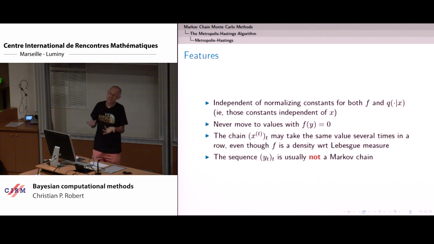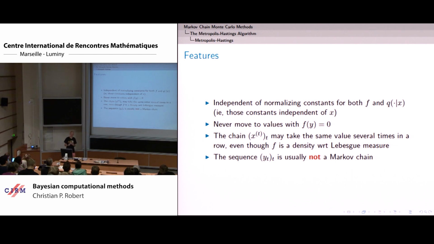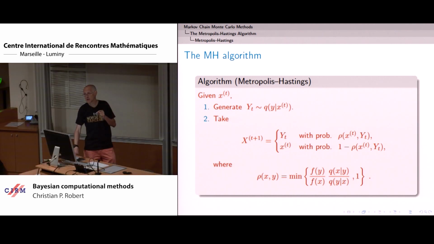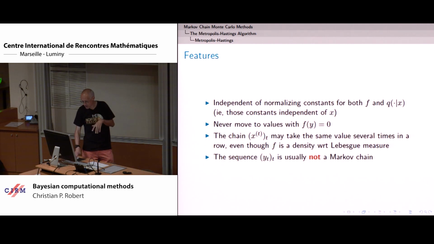As opposed to IID sampling, your Markov chain allowing for the repetition of the current value means that you can find several times the same numerical value in your simulations. And that's not incorrect, it's just a feature of having this Markov chain. And the last point that is marginal here is that if you look at the YTs, so there are YTs that are generated at each iteration, the YTs usually do not constitute a Markov chain. And the pair XT-YT is a Markov chain, but YT is not, most of the time. But that can be useful for other properties.